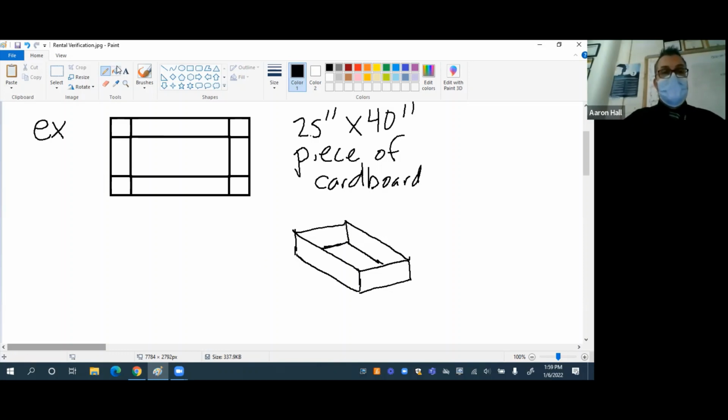Yes, no, maybe so. I'm cutting out these corners right here, and then I'm going to fold up these sides here to get something like this. Do you see it or not? Okay.